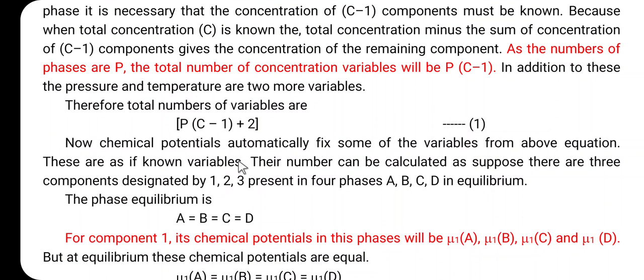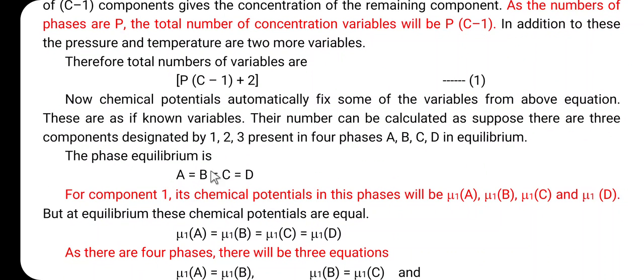Now, chemical potential automatically fixes some of the variables from the above equation. These are like known variables. Their number can be calculated as follows. Suppose there are three components, designated 1, 2, 3, present in 4 phases A, B, C, D in equilibrium. So phase A is in equilibrium with phase B, phase B is in equilibrium with phase C, and phase C is in equilibrium with phase D.